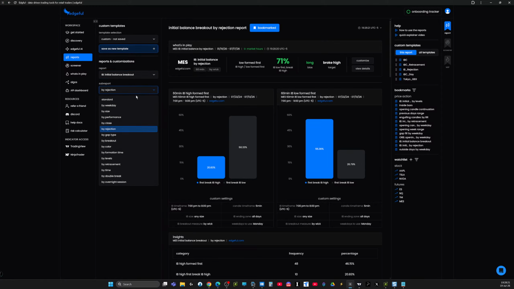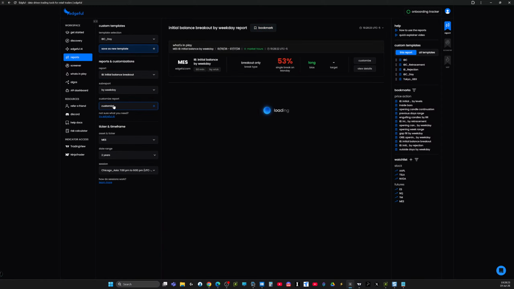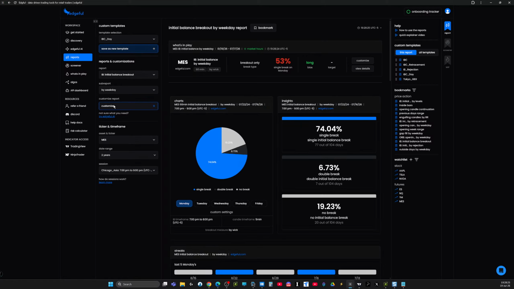Get back over here to days of the week. What the hell is that now? What happened there? Chicago, Asia. 74% probability we're going to have a single break, and 6% we're going to break them both. 19% we're not going to break either one.